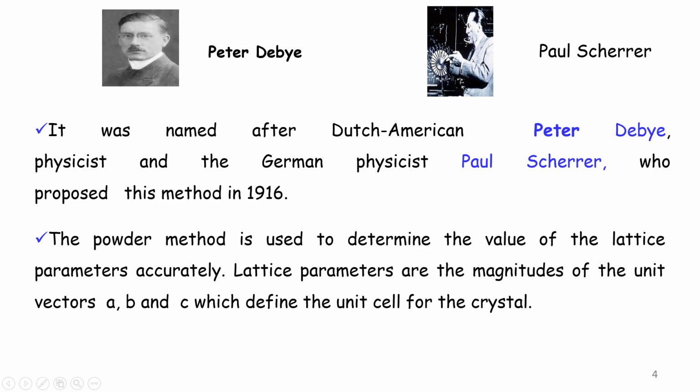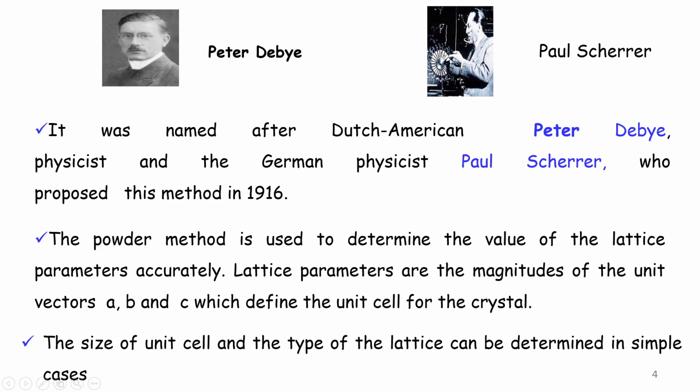Now, in the first chapter we have studied the crystal structure and also the lattice parameters. The second application is that it is useful to determine the size of the unit cell and also the type of the lattice.